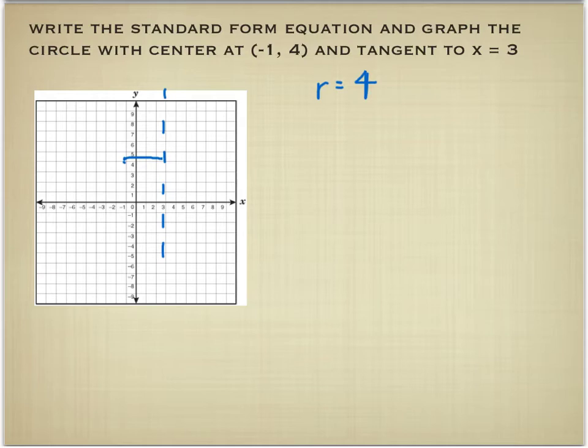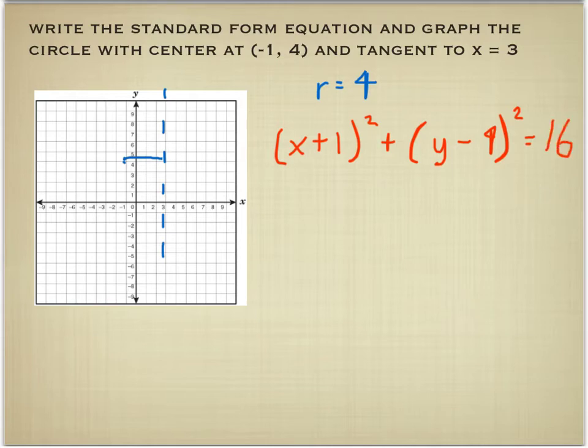Now really that's all I need in order to write my equation. So here it is. I can write x minus negative 1, which is the same as x plus 1, and I'm going to square that. And then my other center point is y minus 4. Again, I have to square that expression. And then, of course, it's going to be equal to not just the radius, but the radius squared. So there it is. That's the equation of that particular circle given by this situation.